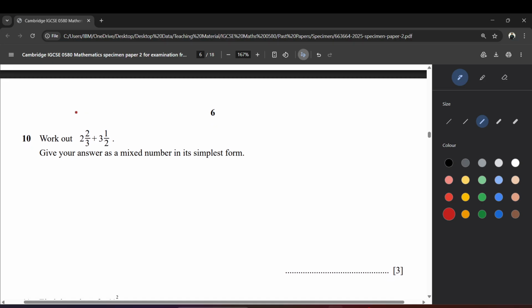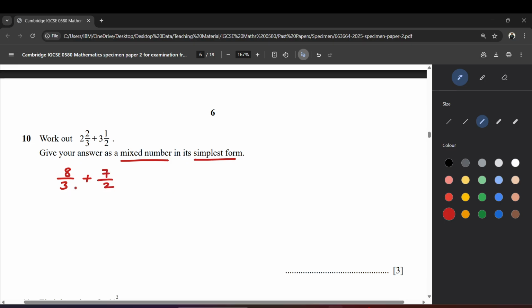Question number 10. Work out 2 and 2 upon 3 plus 3 and 1 upon 2. Give your answer as a mixed number in its simplest form. First we have to convert this into an improper fraction. So 3 times 2 is 6, 6 plus 2 is 8. So 8 upon 3 plus 2 times 3 is 6, 6 plus 1 is 7.